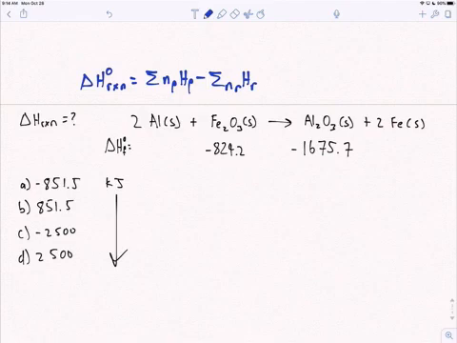Anybody getting stuck? Fe2O3 is different than O3. O3 is just ozone. Fe2O3 is rust. So that's why I gave them.